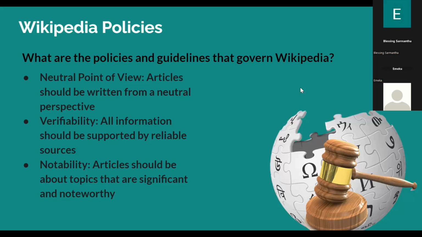And then the third policy is notability. So articles should be about topics that are significant and noteworthy. So when you are writing articles on Wikipedia or any topic, it should be of significance and it should be notable. So you should not just write anything, like you just feel like, okay, I just feel like I should write about my village.